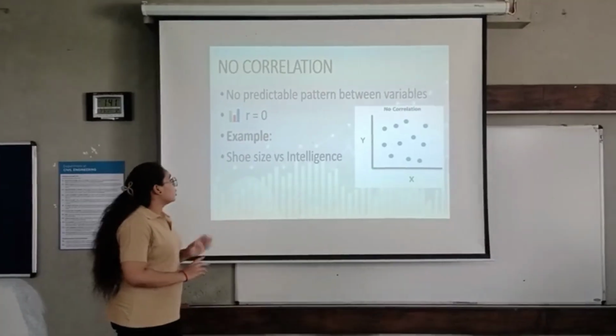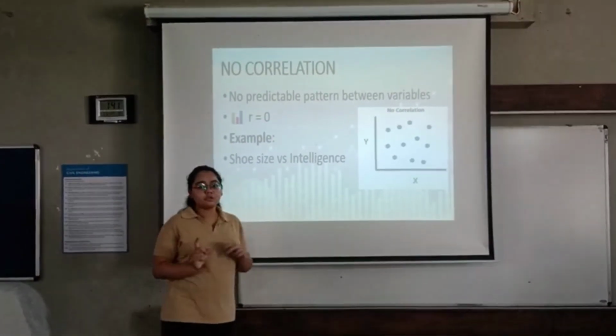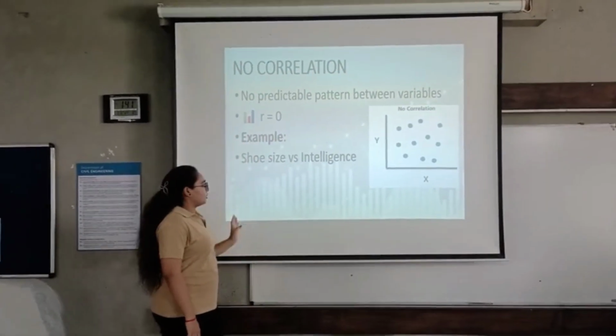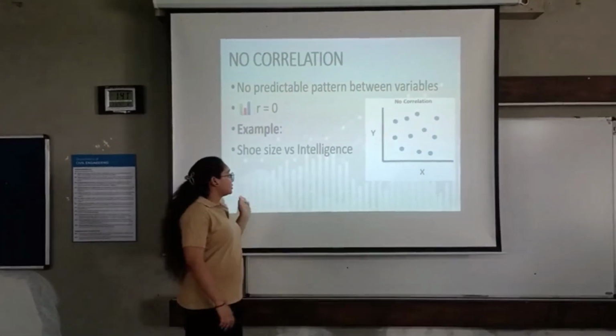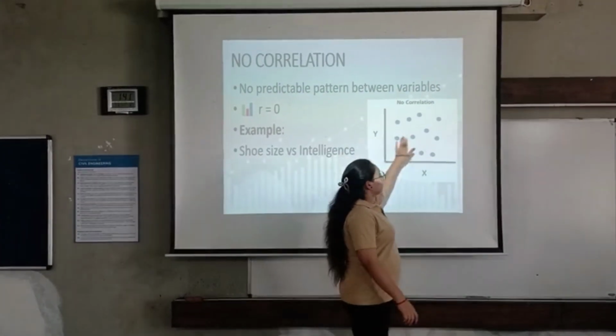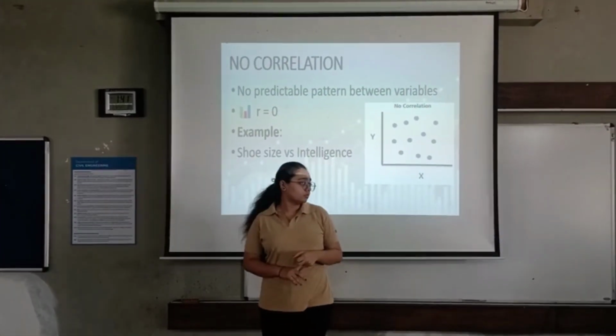No correlation: there is no predictable pattern between the two variables. It means R is equal to 0. Example: there is no match between shoe size and intelligence. This is the graph. There is no relation between the two.